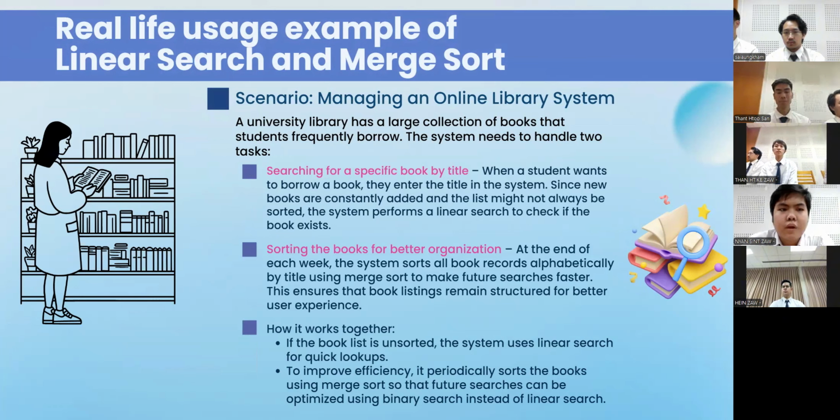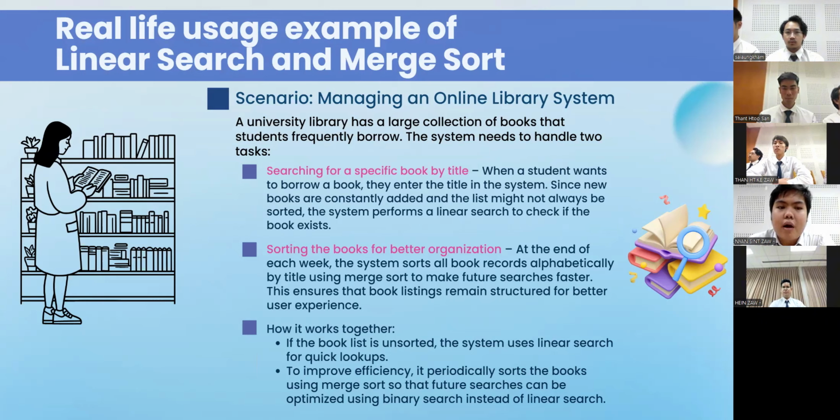Okay, hello. I'm going to explain the real life usage example of linear search and merge sort, mainly in two tasks: searching for a specific book by title and sorting the books for better organization. Firstly, in the case of searching for a specific book by title, we're going to use linear search. The system sorts all book records alphabetically by title using merge sort to make future searches faster. This ensures that book listings remain structured for better user experience.